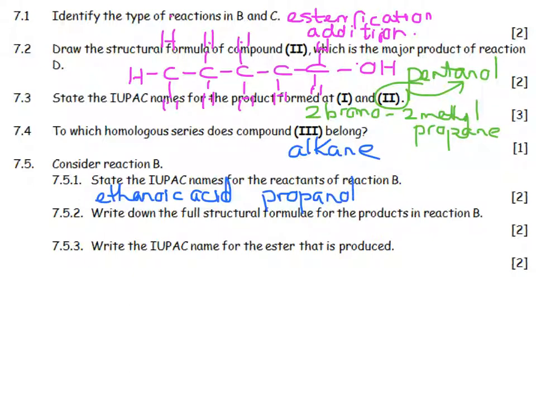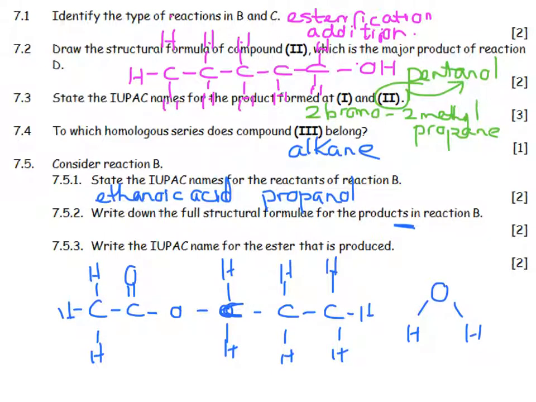Write down the full structural formulae for the products in the reaction B. So I'm going to want to put the ester and the water. Okay, you'll remember that the acid is always going to form the part that's got the double bond O. So eth is 2, propanol, 3 carbons there, and my water is the angular molecule that we know water to be. Finally, write down the IUPAC name of this ester. It's going to be the alcohol first, so it's going to be propyl ethanoate.